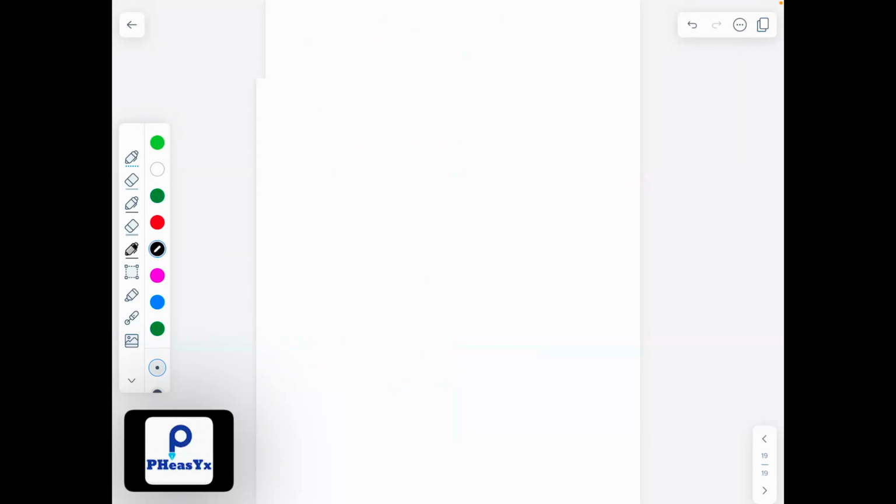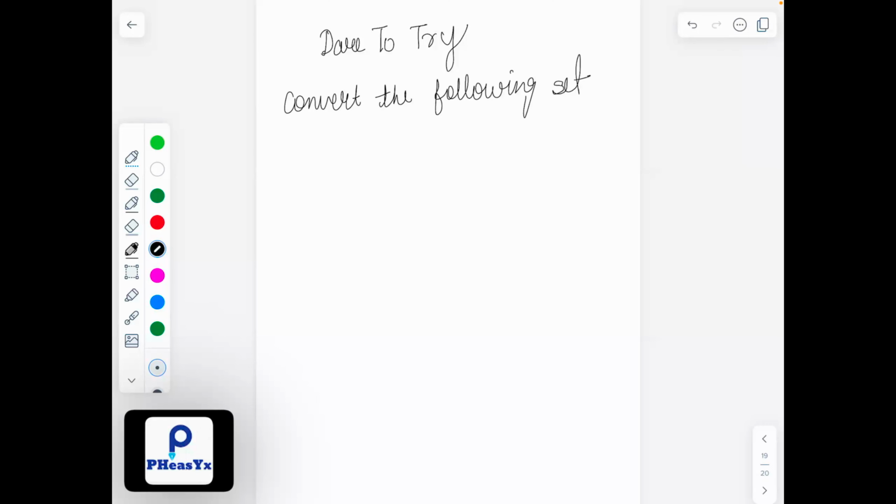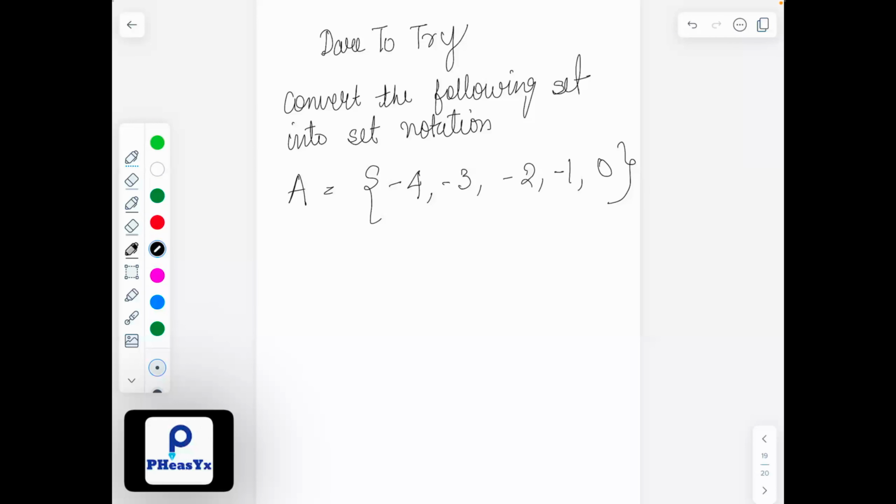So this is one question for you to try. Convert the following set into set notation. A is equal to -4, -3, -2, -1, and 0. We will see the solution of this question in the next video.